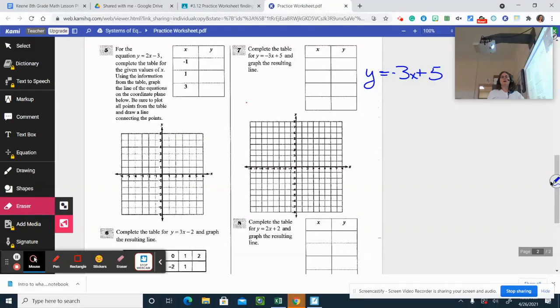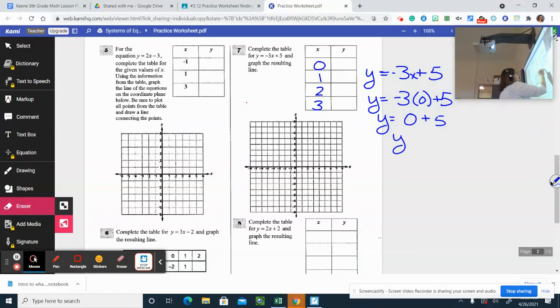Now you can choose complicated numbers like -2/3, or you can choose easier numbers to work with, which is what I suggest. So I'm going to choose to work with 0, 1, 2, and 3. And I do the same thing. My value of x, I'm going to substitute in my first one, which is 0. So it becomes y equals -3 times 0 plus 5. And I start to simplify this. -3 times 0 is 0, plus 5. So y equals 5.